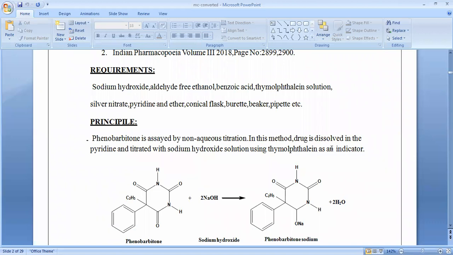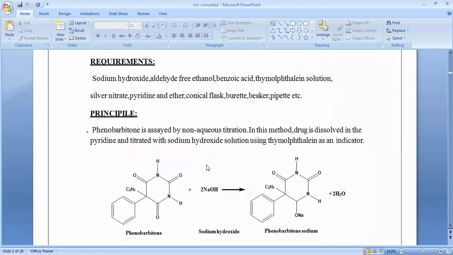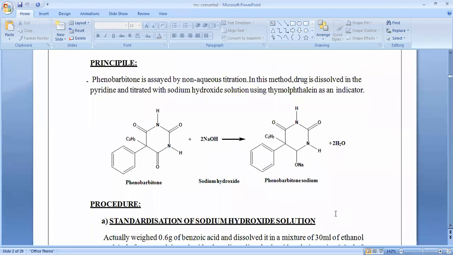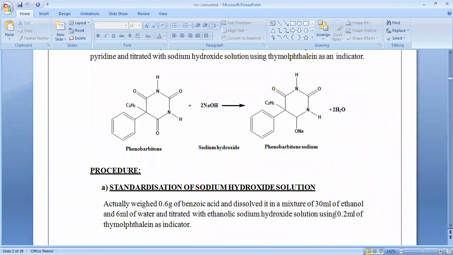So how does phenobarbital react? When phenobarbital reacts with the alkaline solution, it is converted into phenobarbital sodium, and it forms the crystals of phenobarbital sodium.